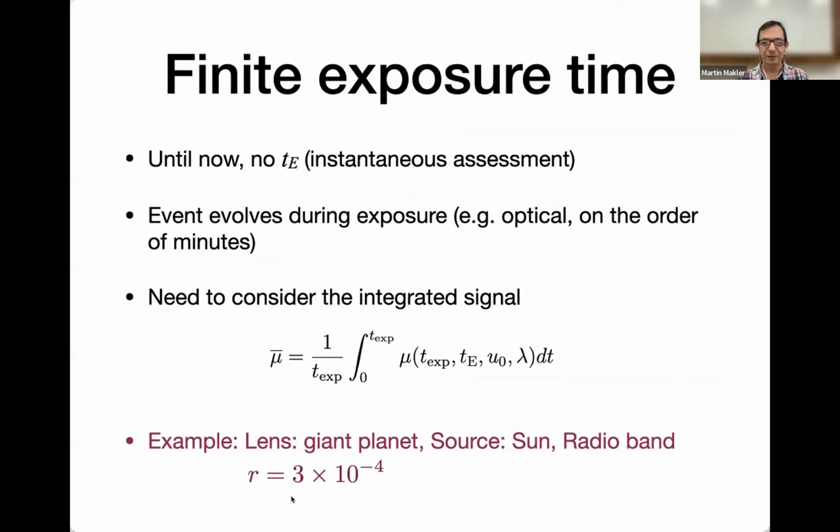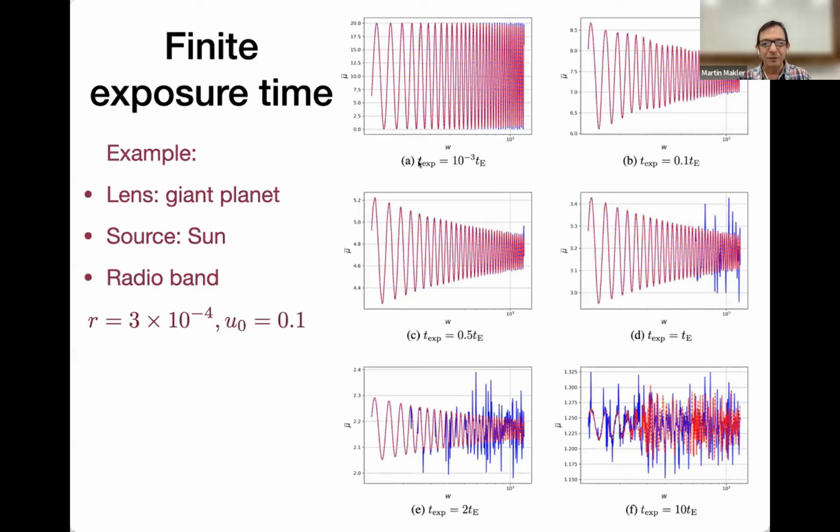So let's consider the case of a radio giant planet, stellar as the source, and this would give us a size that's well within the detectability regime of wavelensing. And that's what we get as the exposure time is a fraction of the Einstein crossing time. For very low exposure times, there is no change in the pattern. But as we increase the exposure time, we have this kind of damping, which is not due to the finite source. Even for infinitesimal sources, it's the same, just how they combine.